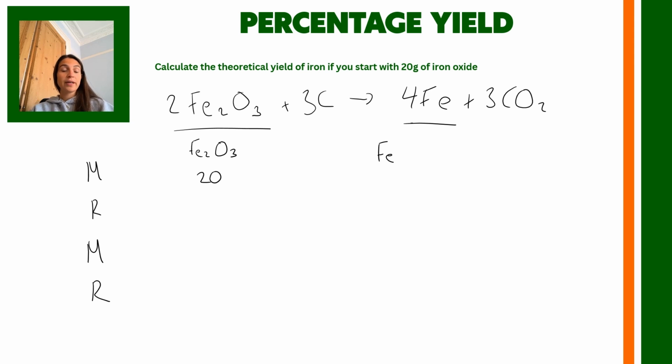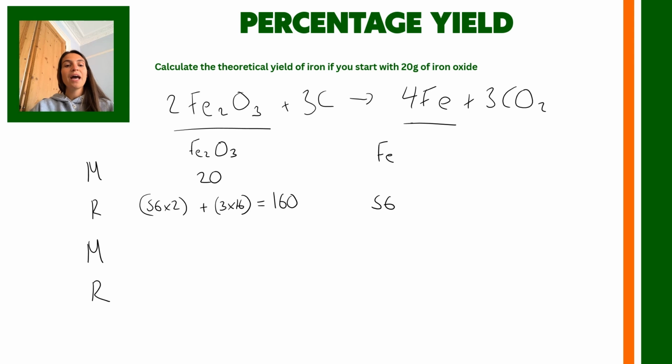Next thing that I can do is I can work out the relative formula mass or relative atomic mass as well of the iron oxide and of iron. So let me do that. On my left-hand side, I have the relative formula mass of this iron oxide. So I've got 56, which is my relative atomic mass of iron, multiplied by 2, and that's coming from that 2 at the bottom, the subscript of the iron there, plus oxygen's relative atomic mass is 16, and that's subscript 3. There are 3 of them, so 3 times 16. And when I add that all together, I get 160.